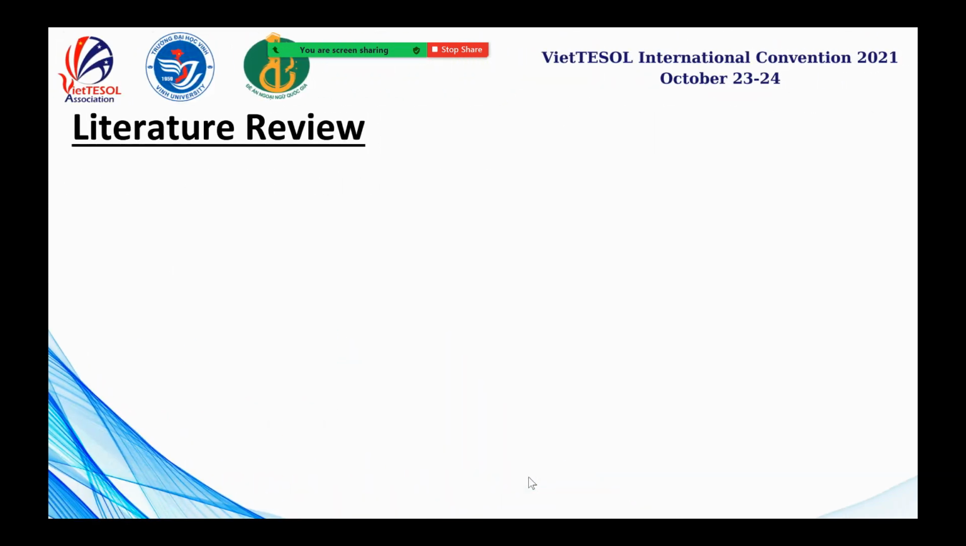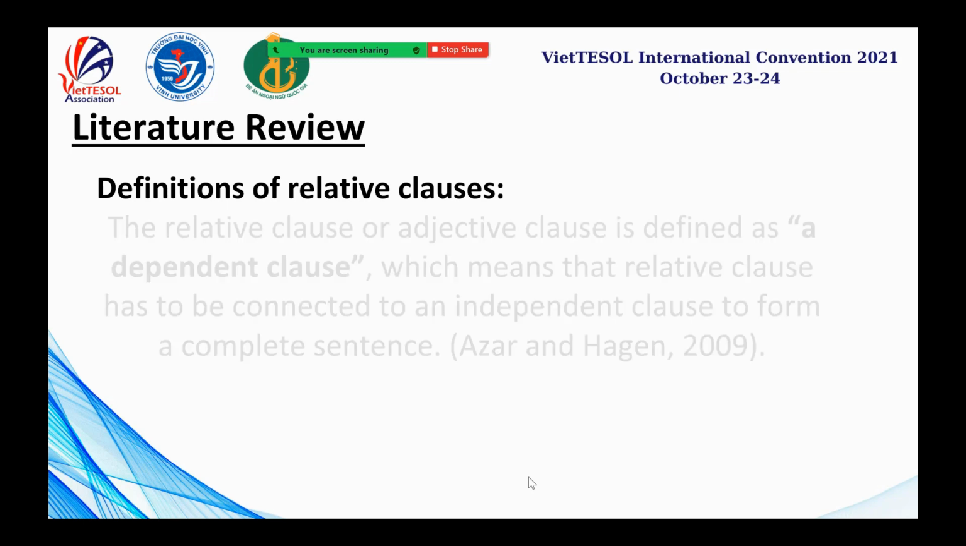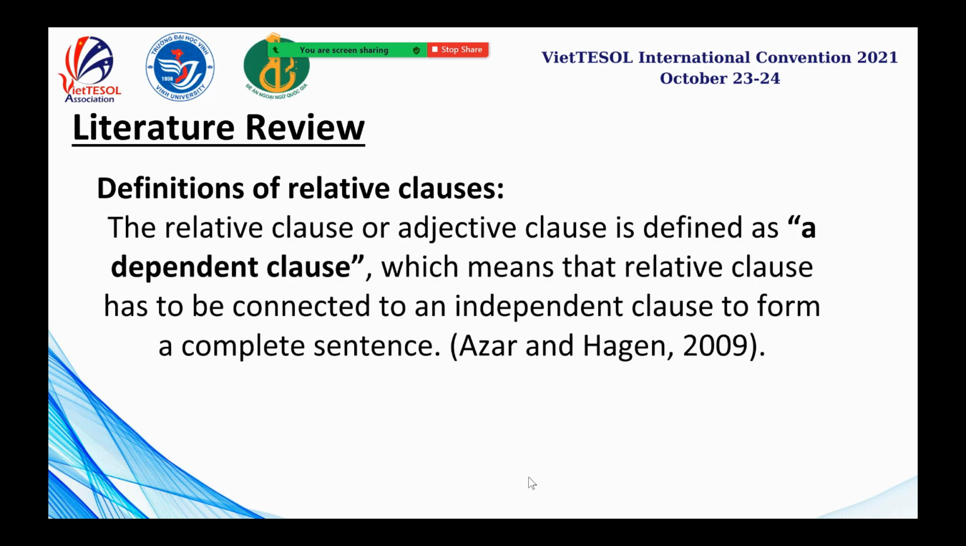So we come to the literature review. First one is the definition of relative clauses. Obviously, there are many different definitions of relative clauses from many different authors. For example, according to Ayer and Hagen 2009, the relative clause is defined as a dependent clause, which means that a relative clause has to be connected to an independent clause to form a complete sentence.